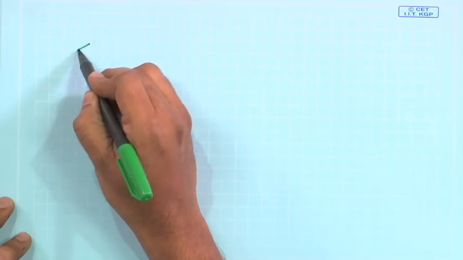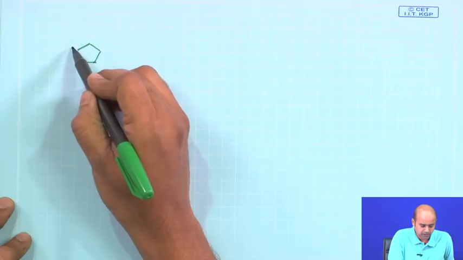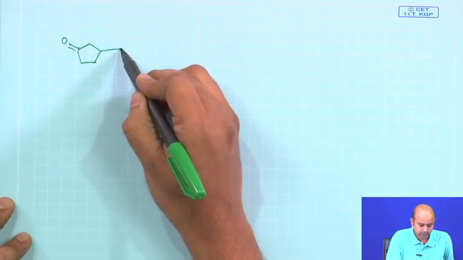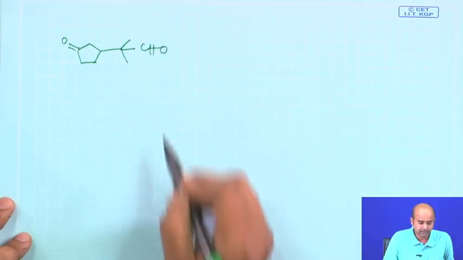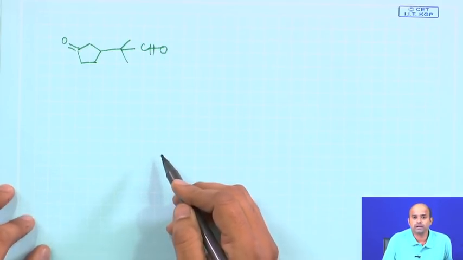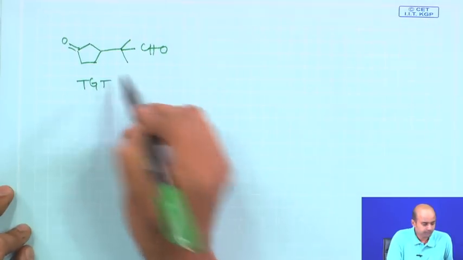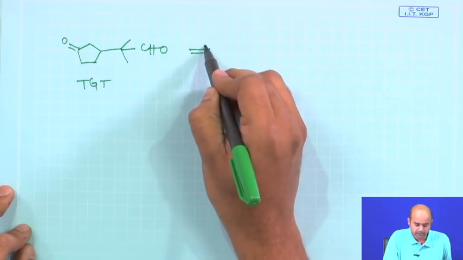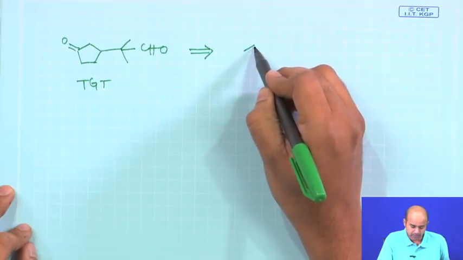The next one will be a similar kind of thing, but we will be talking about a potentially useful transformation, which is named as aza-enolate alkylation. The target molecule was this, and to make your thinking simple, I will give you the starting material also.